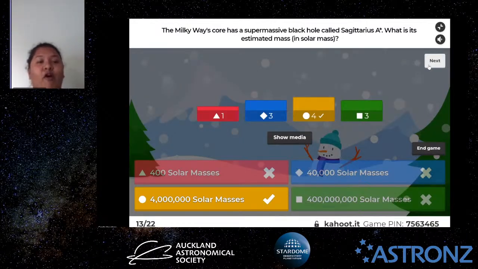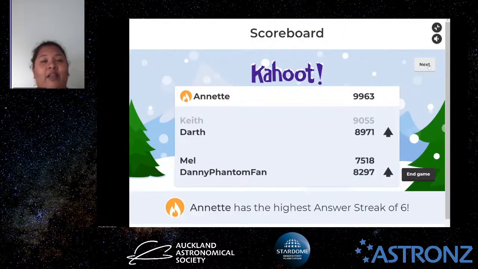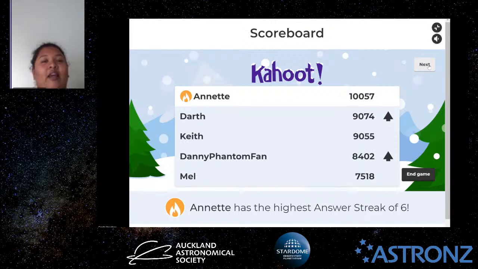Great work. If you've got 4 million solar masses, that is a pretty big value. I haven't seen that much money in my bank account before, so it's really hard for me to understand how much 4 million solar masses would actually look like. So that's a pretty hefty amount there. Let's see how we're going. All right. It looks like Annette is doing really well of holding that top position. And Keith and Darth have just swapped second and third place. Let's see how we keep going.